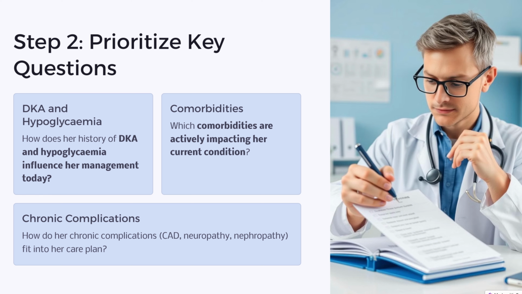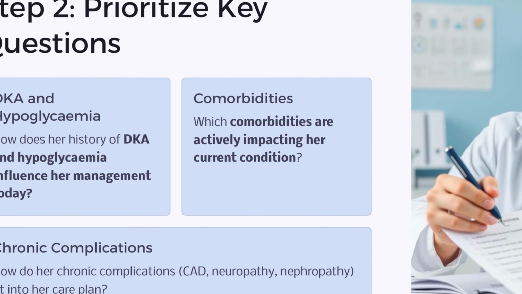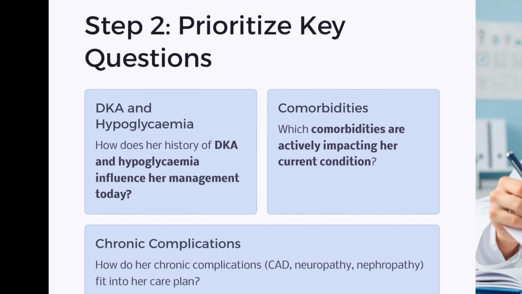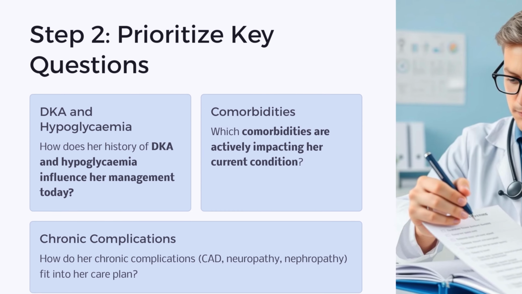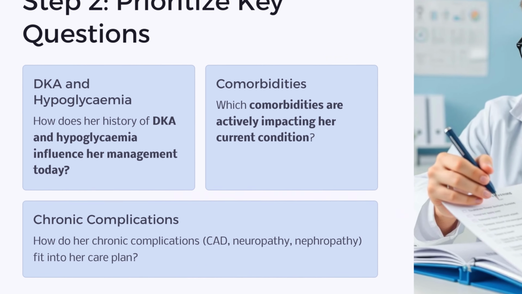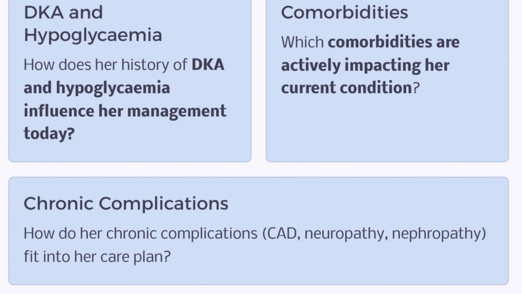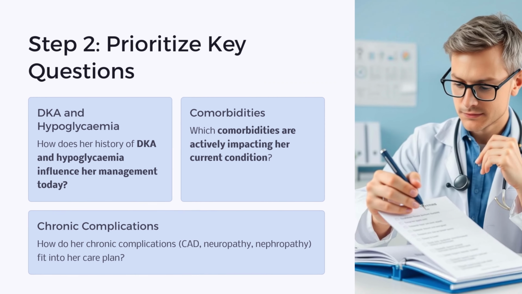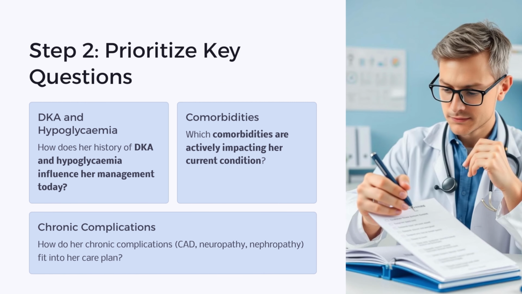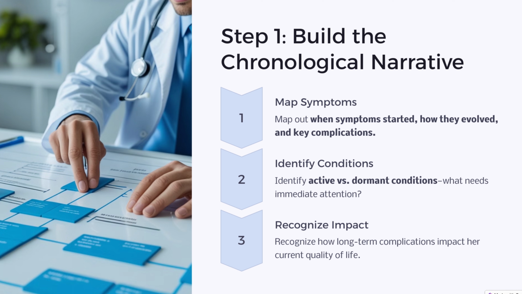It's essential to determine the relevance of each comorbidity. Ask yourself, how does her history of DKA and hypoglycemia influence her current management? Does her past adherence issues still pose a risk? How do her chronic complications, such as moderate CAD and neuropathy, fit into the current clinical picture? You'll be expected to list these active problems in order of priority, outline necessary investigations, and propose a logical management plan, all while considering the patient's personal and social context.